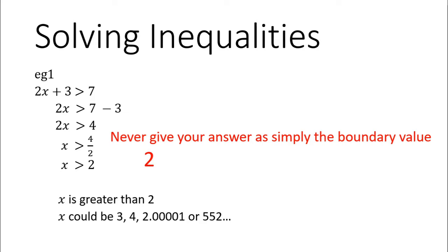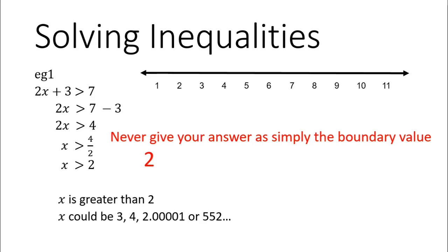It'd be easier for me to show you on a number line. On my number line, here I've started with 1, but you don't need to. You need to show the boundary value. We've just worked out that x is greater than 2. So I'll circle that boundary value, but I will not color it in because x cannot be equal to 2. X is only bigger than 2. So an open circle on 2 and an arrow showing all of the values greater than 2. Those are all of the possible values for x.